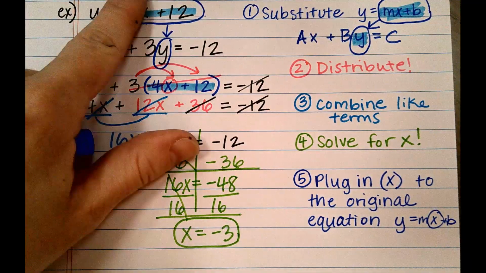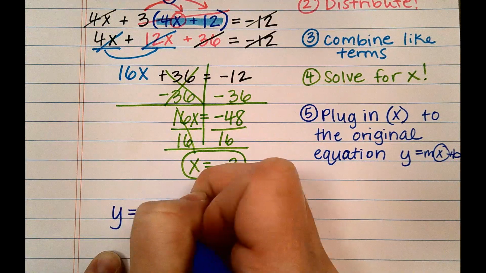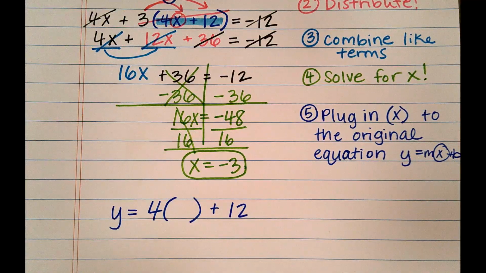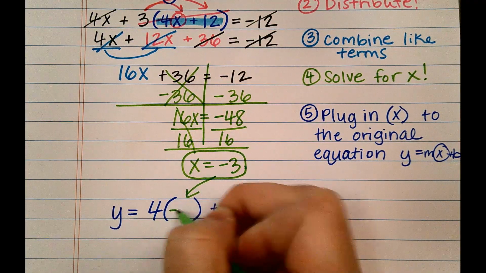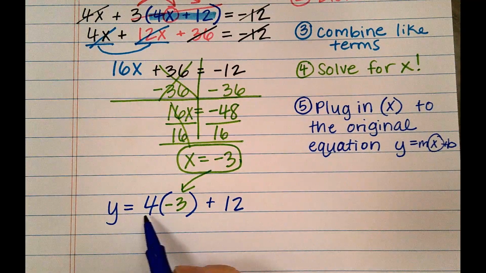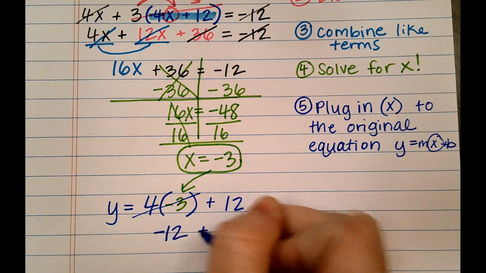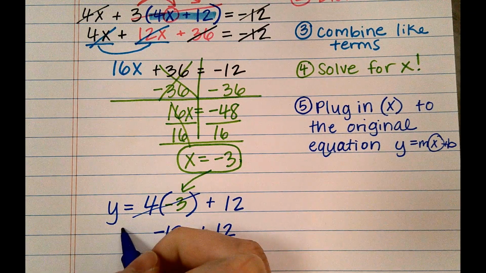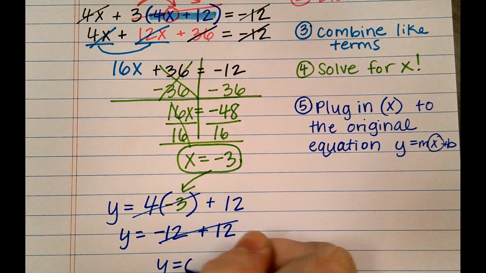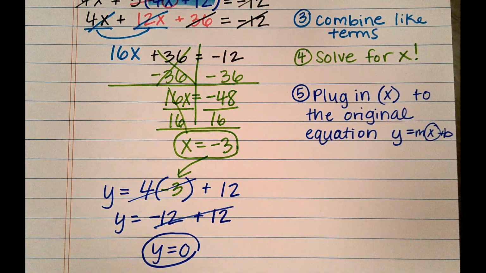So, I'm going to rewrite that equation down here. Y equals 4 instead of x, negative 3. So 4 times negative 3 is negative 12. Plus 12. Bring everything down. Negative 12 plus 12 is 0. Y equals 0. X is negative 3.